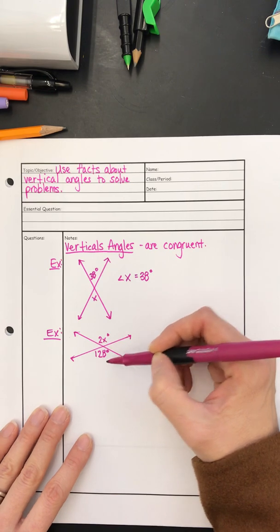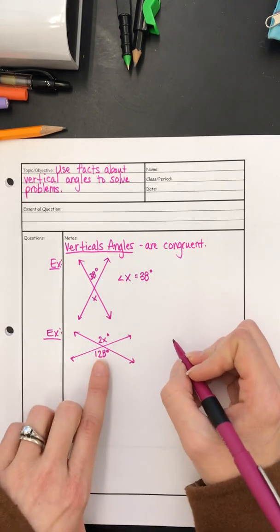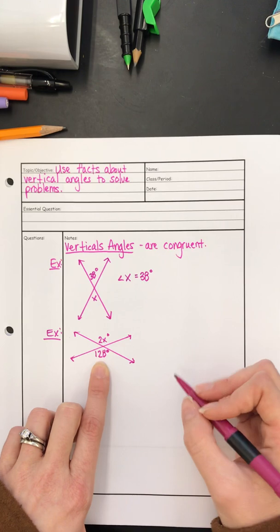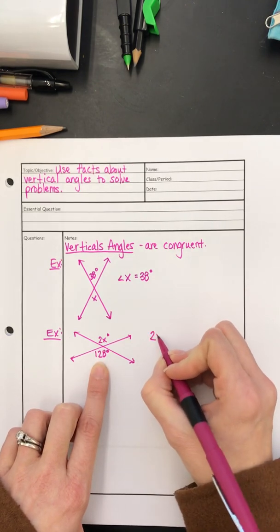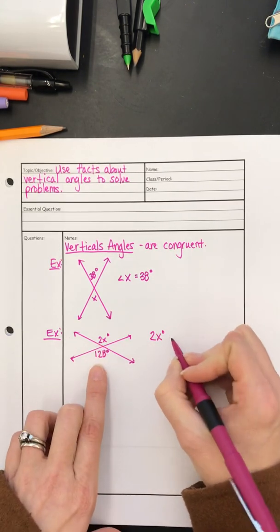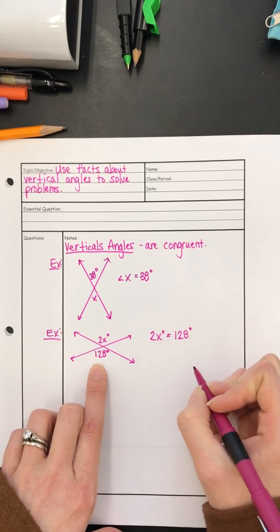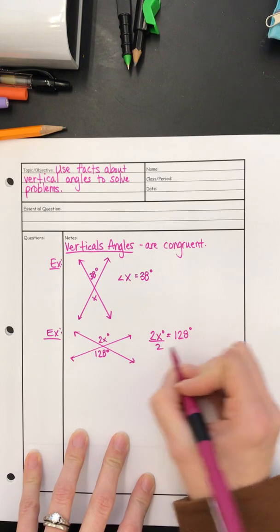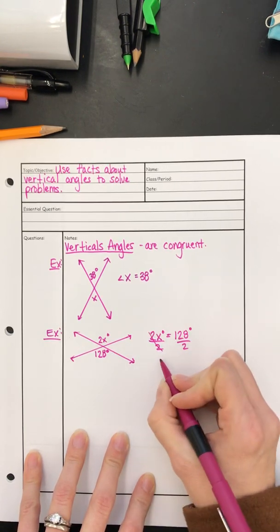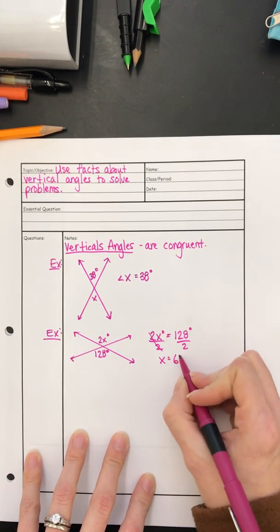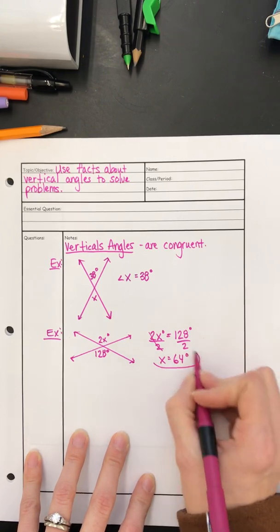They are congruent. So that means that this angle is equal to that angle. So we can set it up like that. 2x degrees has the same measure as this angle, which is 128 degrees. Now we can go ahead and solve for x, and we find that x is 64 degrees.